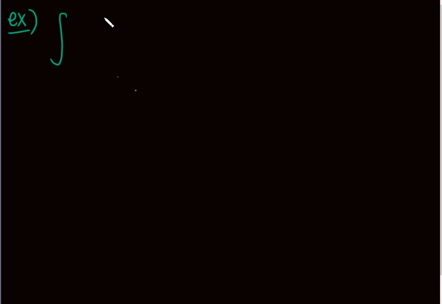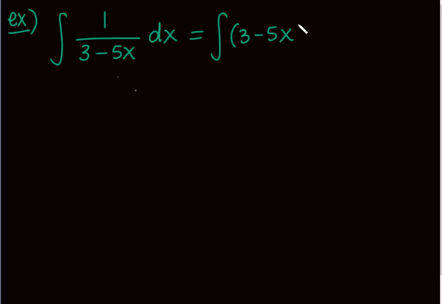This one can be a little bit tricky. What if I had 1 over 3 minus 5x dx? I know this looks a little bit strange. You're like, but Sarah, I don't really see a chain rule involved here. Now, I guess I don't have to do this, but I want to show you why this is going to work out okay.